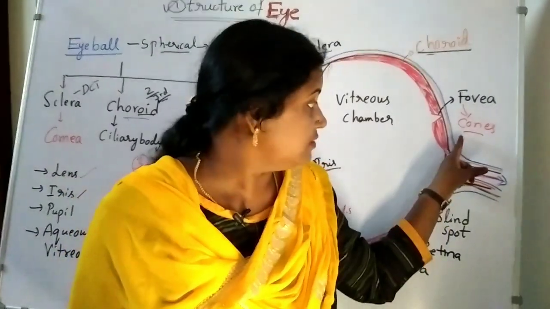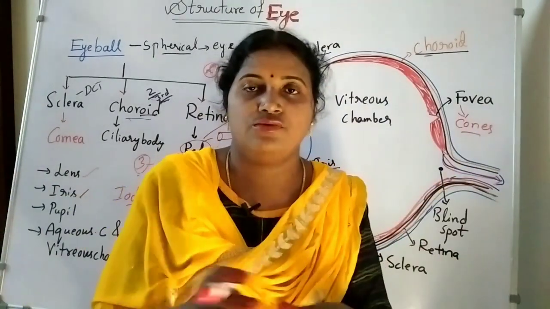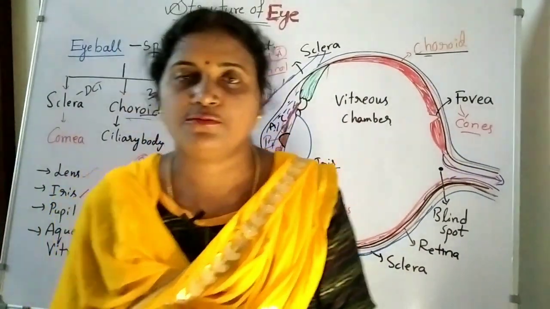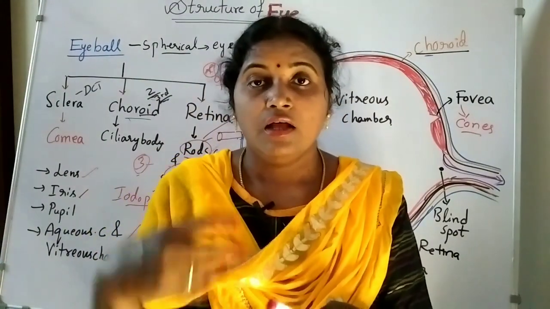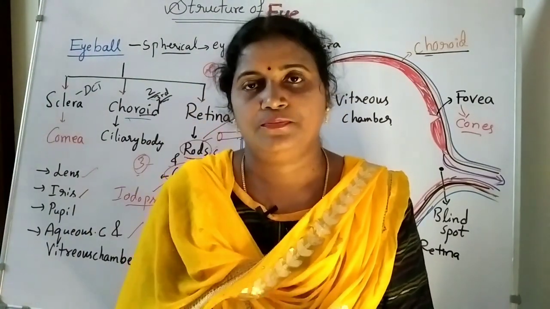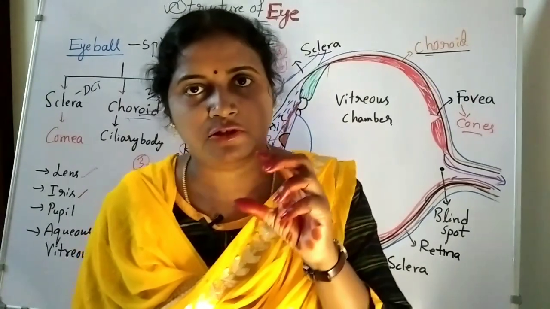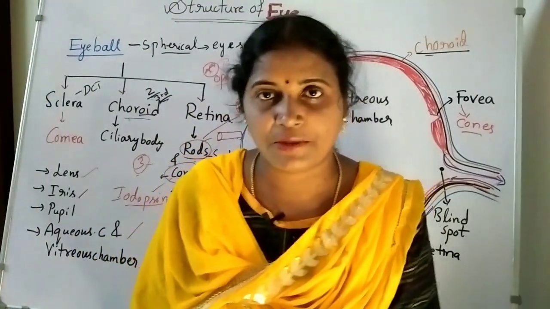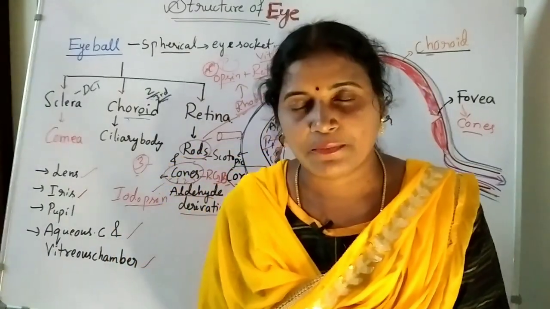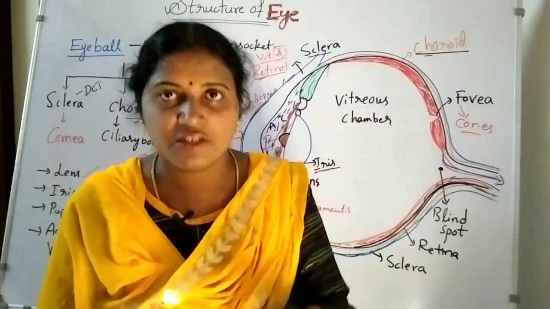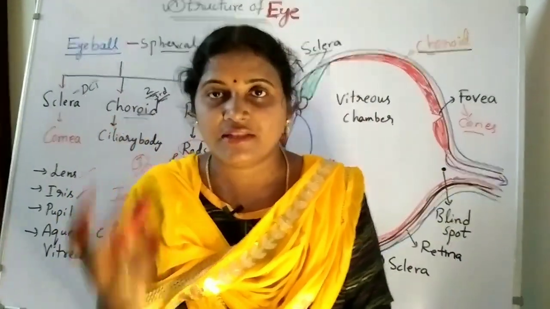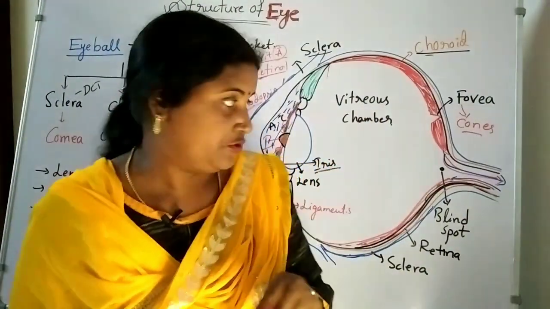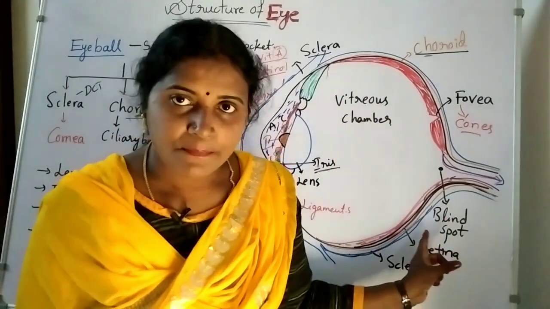It contains a bunch of cones. It is rich in cones, and these cones are responsible for better vision. Why? Because it has a high resolution capacity. Because of the high resolution, we are able to get a clear vision of colors and objects.